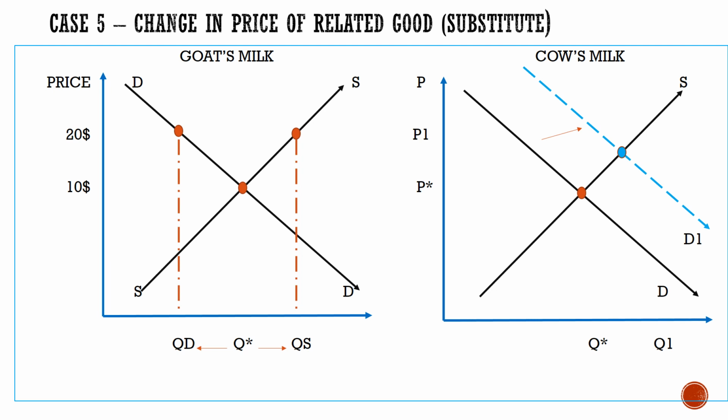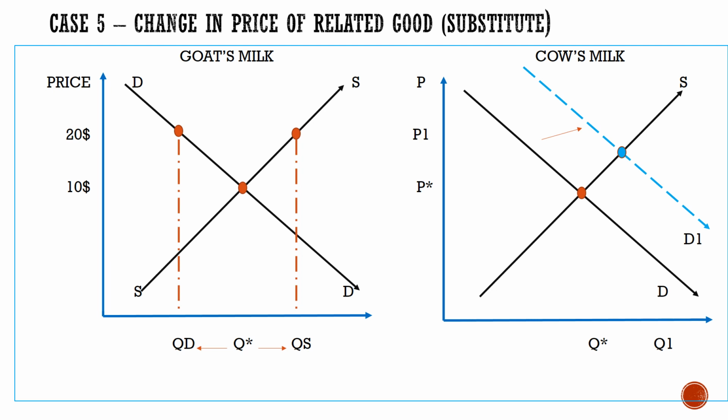So let's analyze the goat's milk and cow's milk market. Remember, whenever there is a question regarding changes in price of a related good, you should understand whether it's a case of substitute goods or complement goods. So this one is very clear. It's the scenario of substitute goods. Substitute goods are the ones which are used in place of each other. And we know that there are several types of milk.